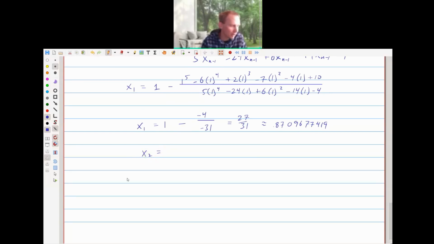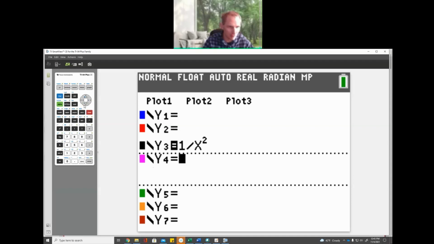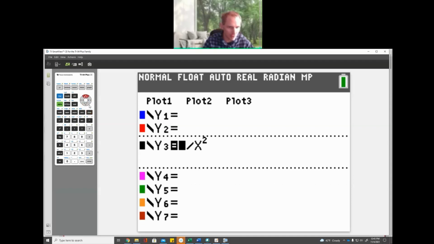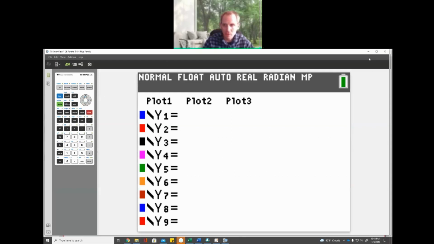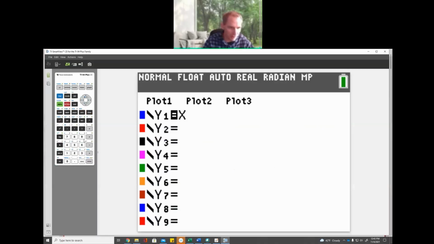So let me just show you how I would go about doing that. Okay, what I'm going to do is under y equals, I'm going to go ahead and plug in my Newton's method. So my Newton's method formula was, for my next guess, take my current guess minus, and then my current guess plugged into the function over f prime. So what I'm going to do is x minus that big fraction, right?